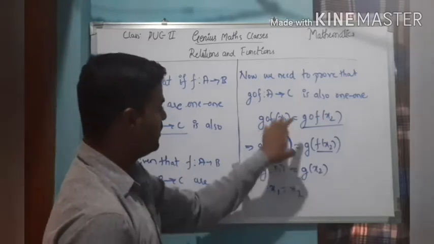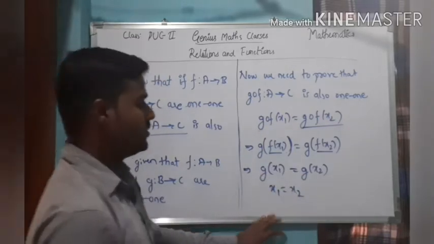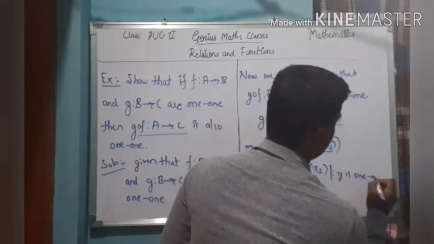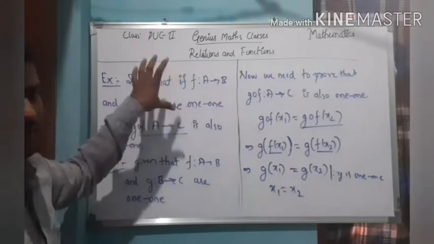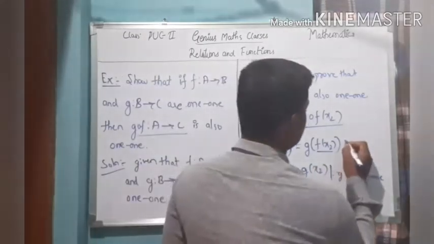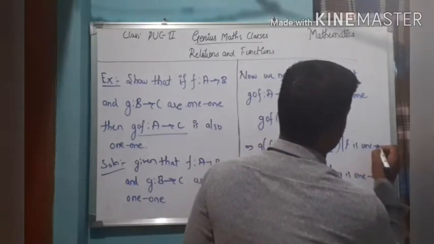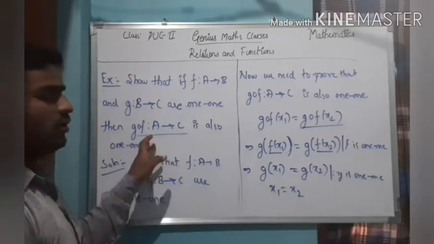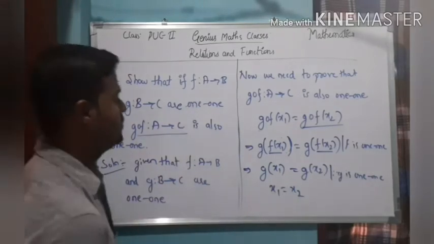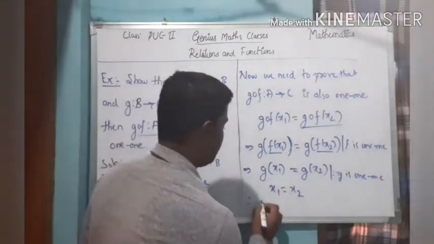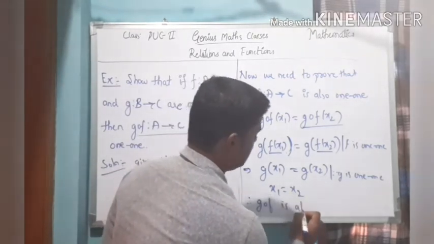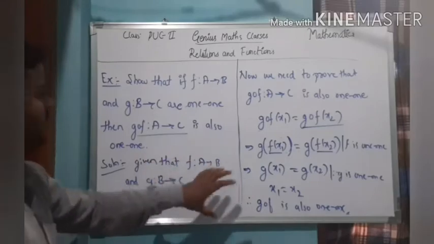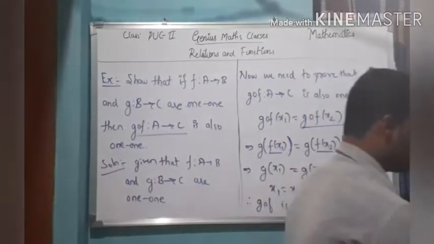So if the images are equal, then the elements are equal. This holds the 1-1 property, because g is a 1-1 function, which is already given in the example, and f is also 1-1. Therefore g naught of f from A to C is also 1-1. So this is the solution.